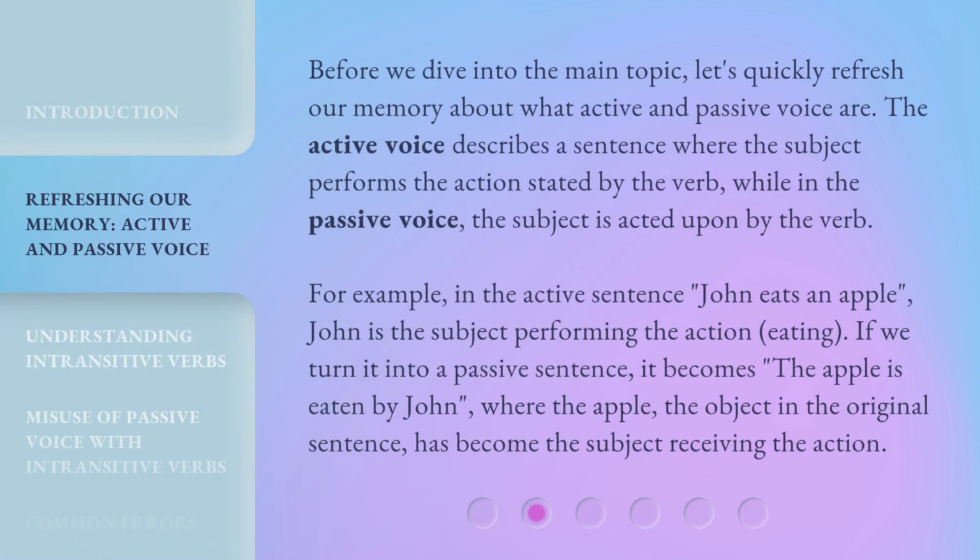Before we dive into the main topic, let's quickly refresh our memory about what active and passive voice are. The active voice describes a sentence where the subject performs the action stated by the verb, while in the passive voice, the subject is acted upon by the verb. For example, in the active sentence, "John eats an apple," John is the subject performing the action, eating. If we turn it into a passive sentence, it becomes, "The apple is eaten by John," where the apple, the object in the original sentence, has become the subject receiving the action.